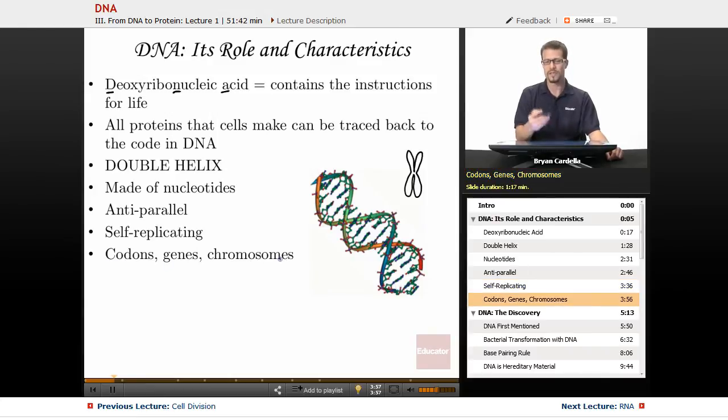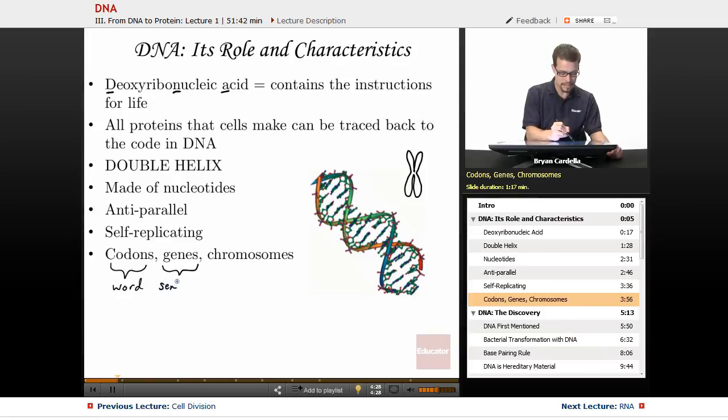Codons, genes, and chromosomes, these terms have to do with what DNA is made up of. And I'll give you an analogy. A codon is a set of 3 bases, 3 nucleotides side by side. And you find these in DNA and RNA. This is like a word in the genetic sentence. A bunch of codons together, a whole sequence of them, it could be 100 codons or more, can code for a gene. And a gene is like a sentence.